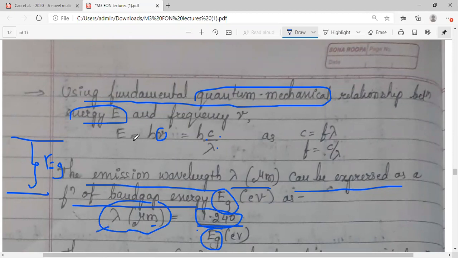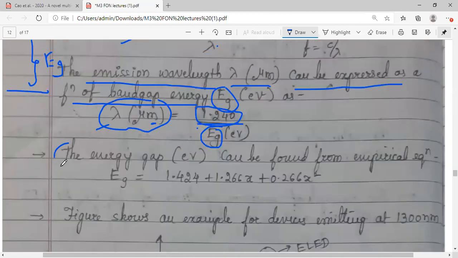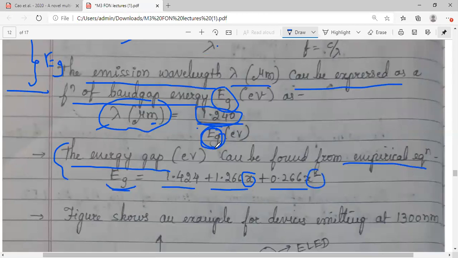These equations, E equals hc by lambda and lambda equals 1.24 divided by Eg, will be helpful while solving problems. And yes, this is important. One more equation we have, the energy gap Eg. How can we get this Eg? In the case of your LED, we have the empirical equation: Eg is equal to 1.424 plus 1.266x plus 0.266x squared, where x is the mole ratio or mole factor. So this is the formula you use to find Eg. Once Eg is found, we can find the wavelength.